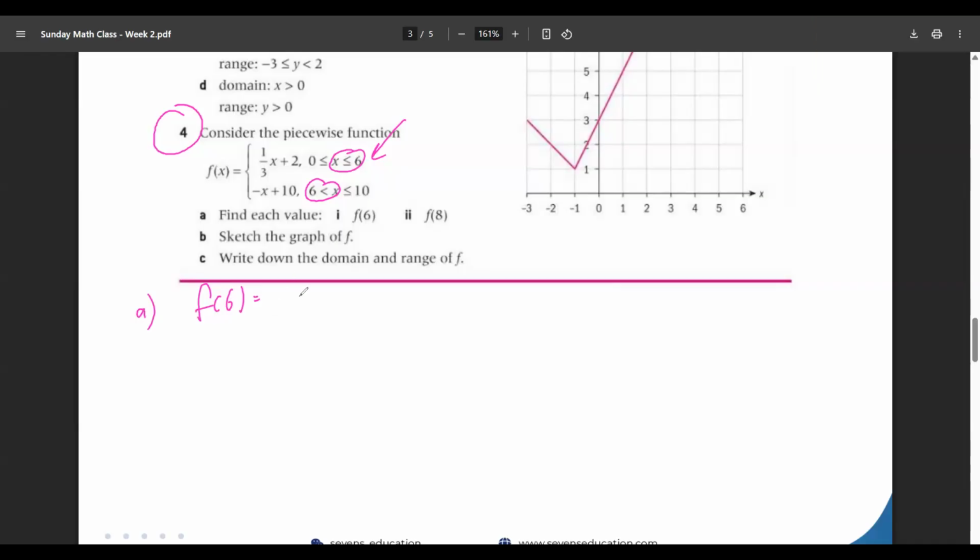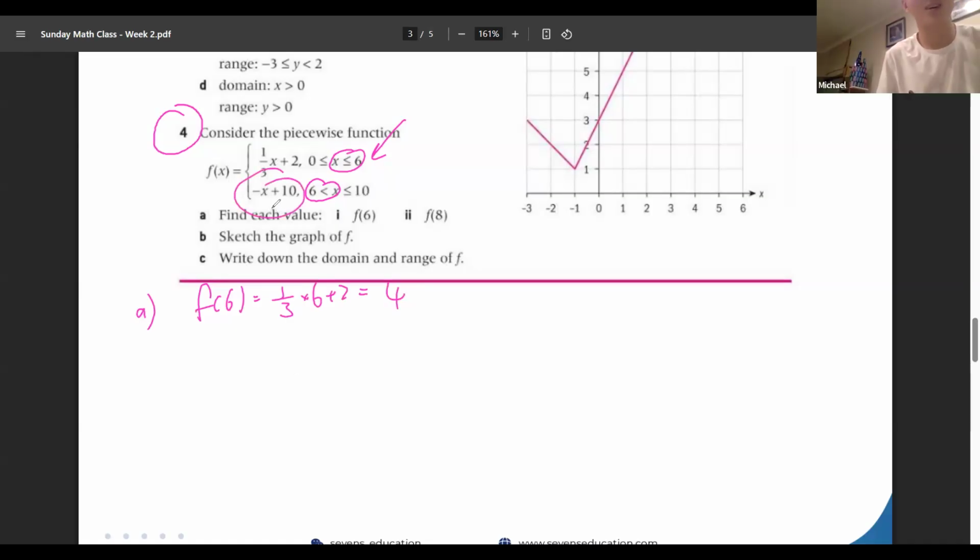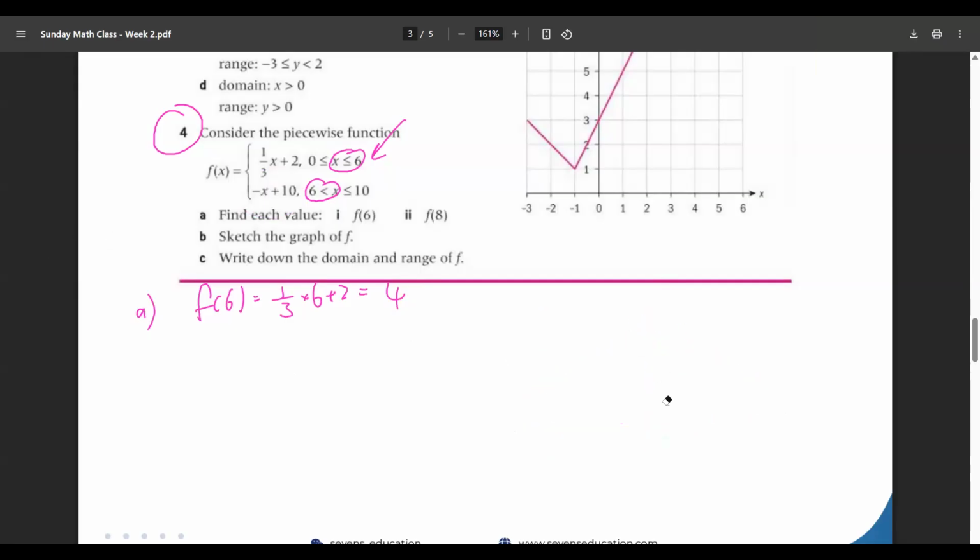Wait. Oh, yeah. 1/3 times 6 plus 2, right? Yeah. All right. And it turns out, do some quick checking: even if you use the second one, it is 4, okay? That means the function is continuous. So it does not look like this, but rather it looks like this, like at 6 it is connected. So that's what we call continuous.